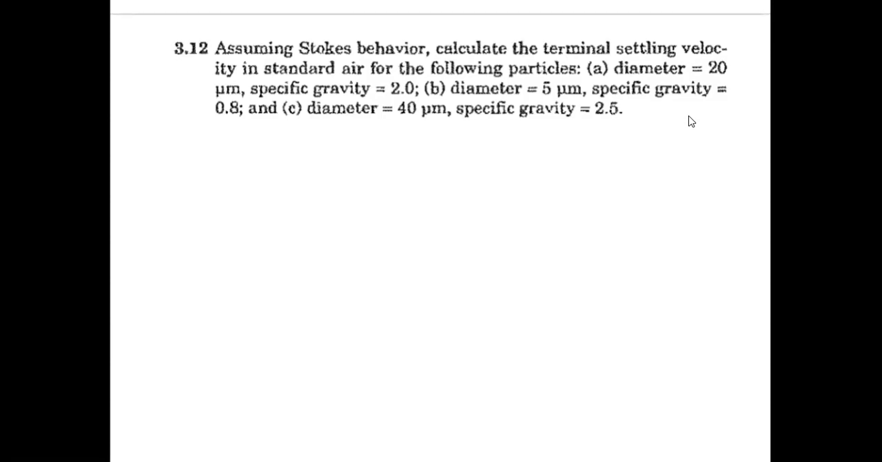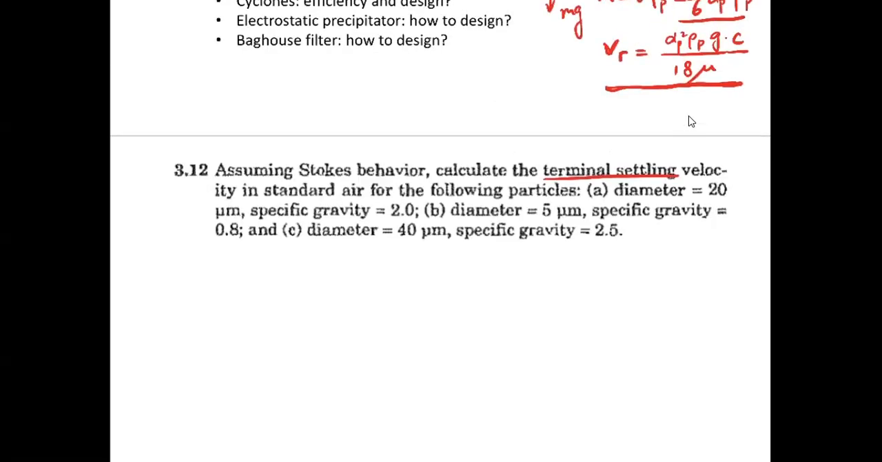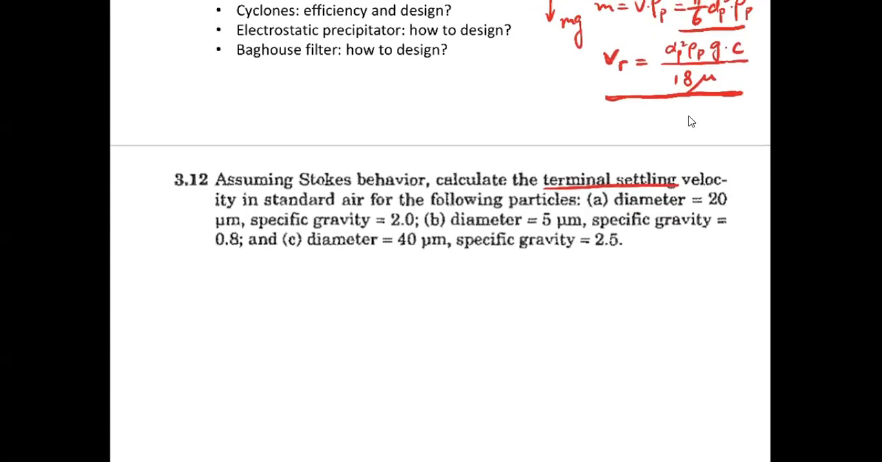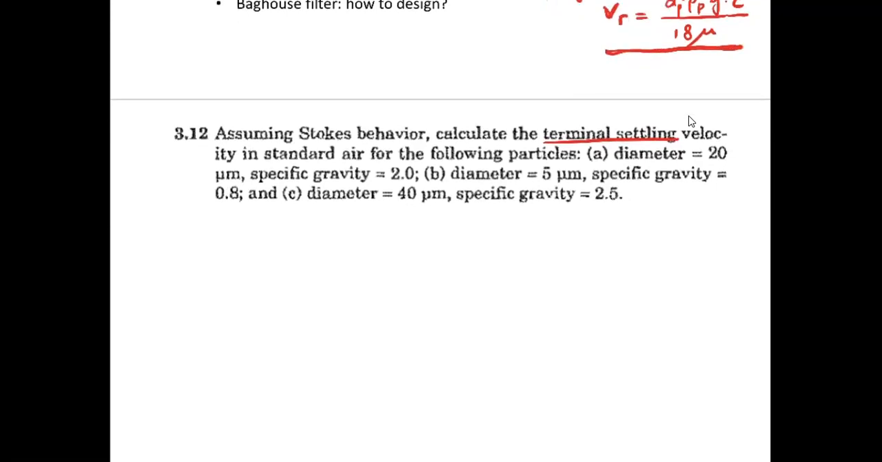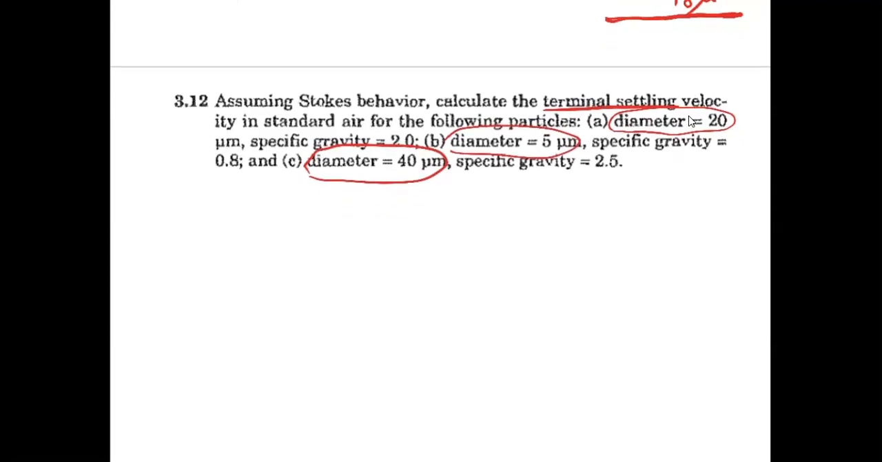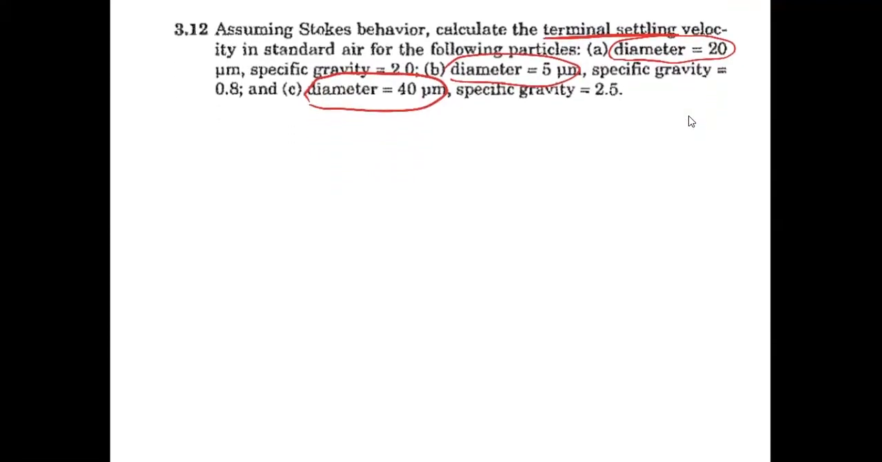All right, I think this problem is quite straightforward. It's just asking us to calculate the terminal settling velocity. We already have the equation here. The only thing is we can make some approximation when we deal with this problem. For all the questions, you notice that the particle diameter is pretty large: 20 micron, 5 micron, and 40 micron. So what this means is that when we calculate the behavior of the particles, we can just assume that the Cunningham slip correction factor is equal to 1.